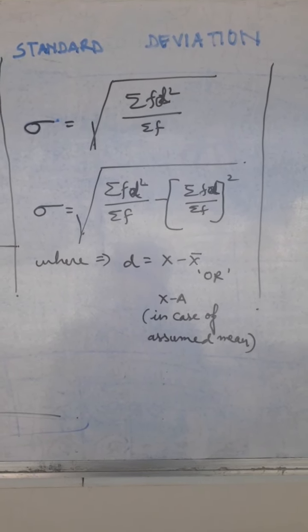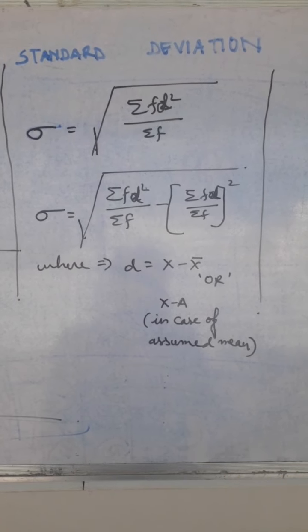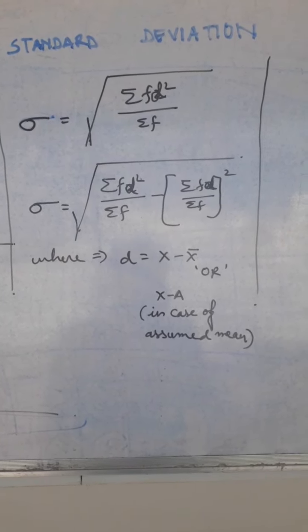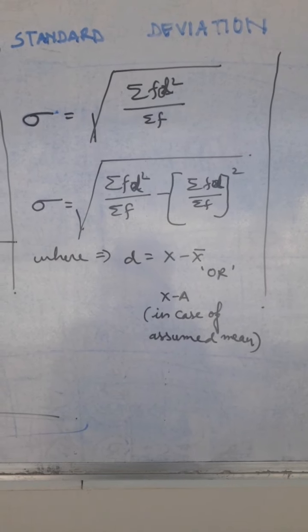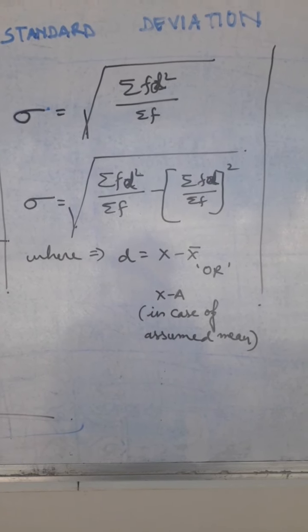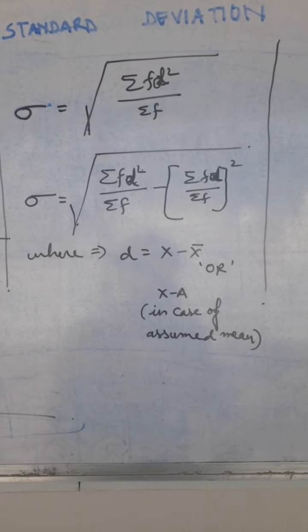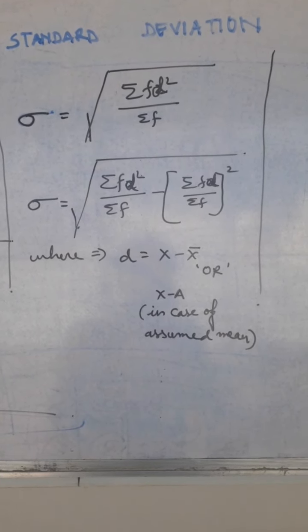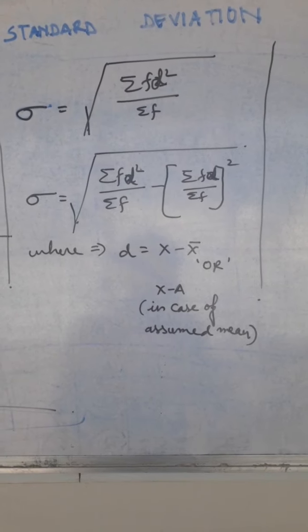And here d is either x minus x bar, where x bar is your mean, or x minus a in case of assumed mean. In case of assumed mean, a is the mean which we expect or which we assume, and x bar is the actual calculation of the mean.